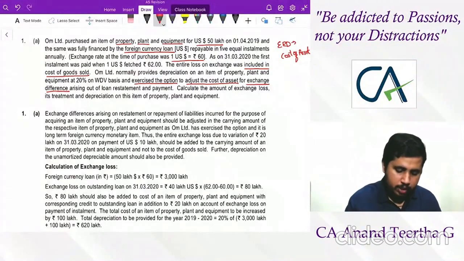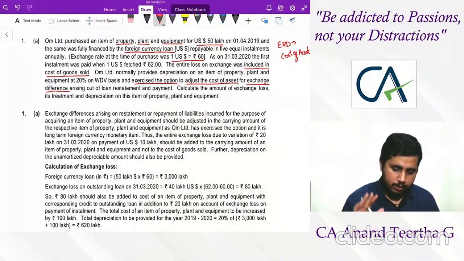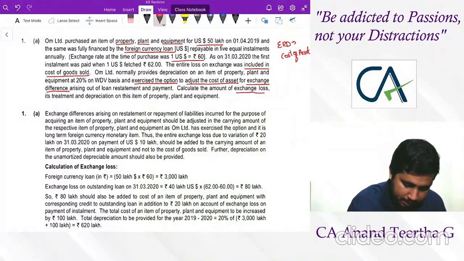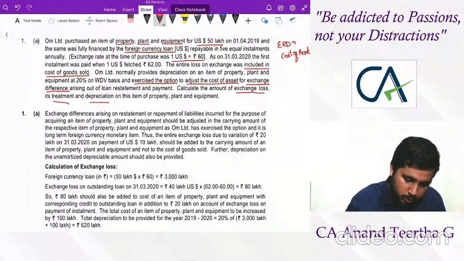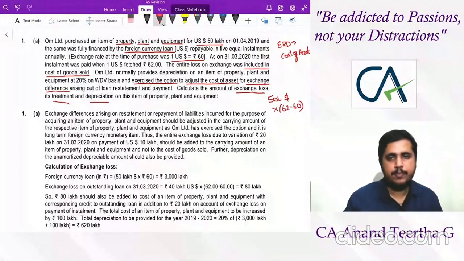So therefore, now they are saying that they are adjusting it to the cost of the asset. Accordingly, you have to deal with it. So they are asking for the amount of exchange loss, the treatment, and depreciation. Three things have been asked. Now, the amount of exchange loss, how do I get it? A total of 50 lakh dollars you have, into 62 minus 60.